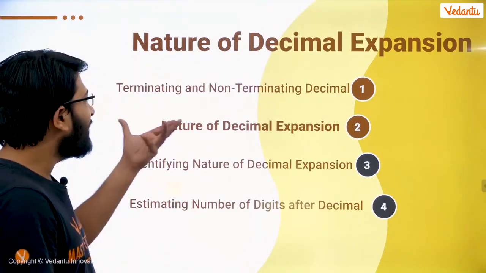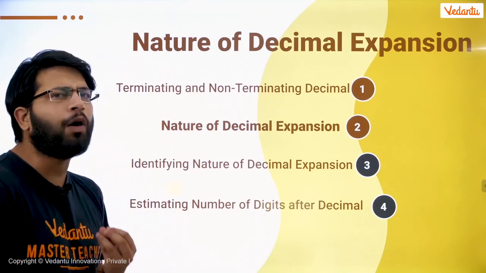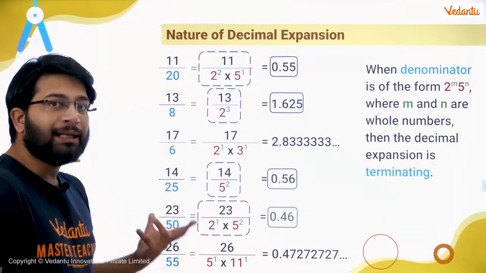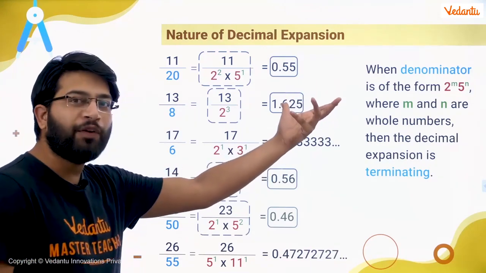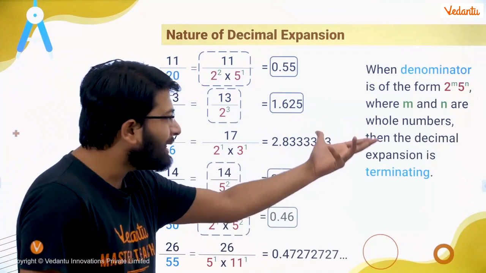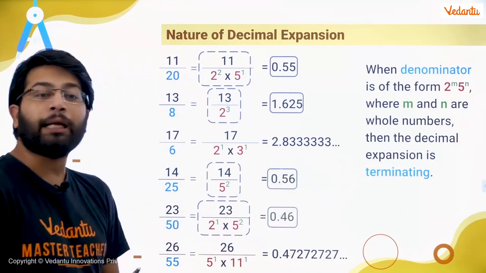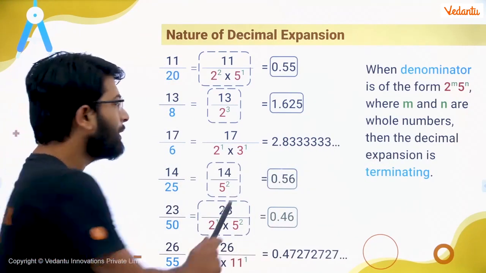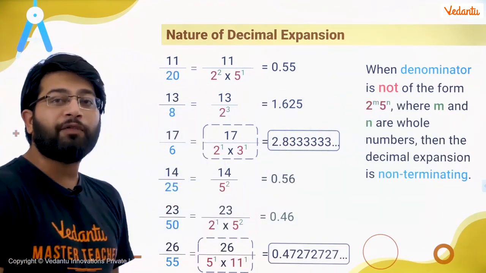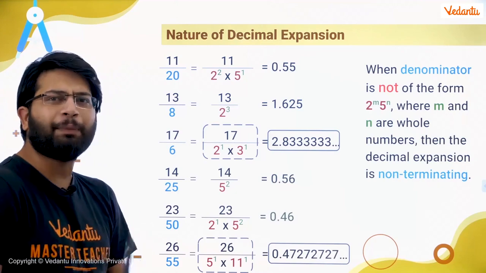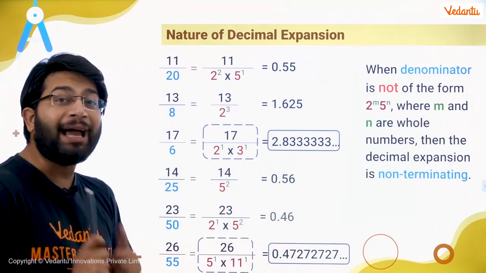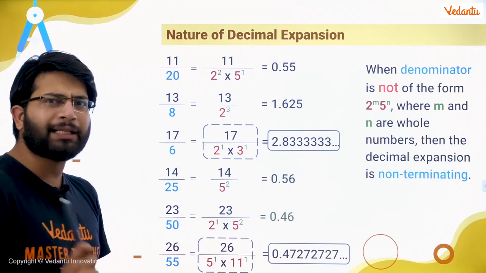So now let's see the nature of the decimal expansion on the basis of the denominator. Whatever we have seen, when the denominator is of the form 2 to the power m into 5 to the power n, in that case the decimal expansion is terminating, right champ? And when the denominator is not of the form 2 to the power m into 5 to the power n, in that case the decimal expansion is non-terminating. Very important concept champ. I hope it is clear.